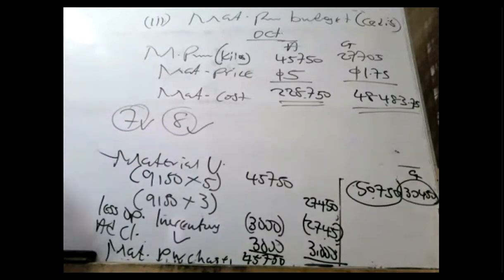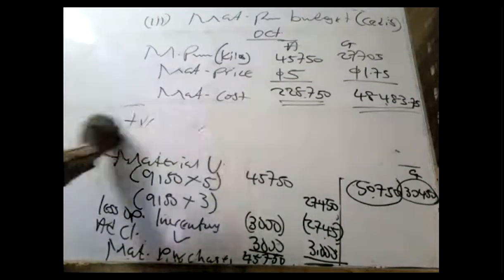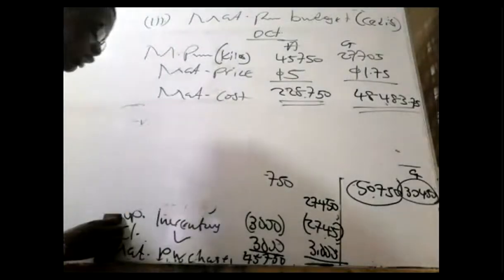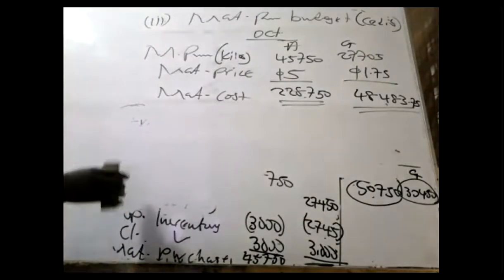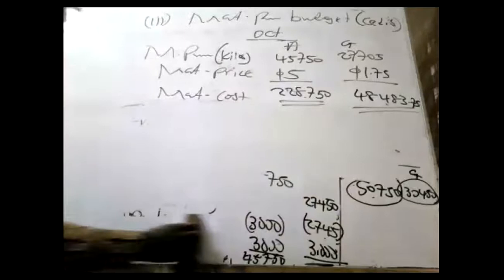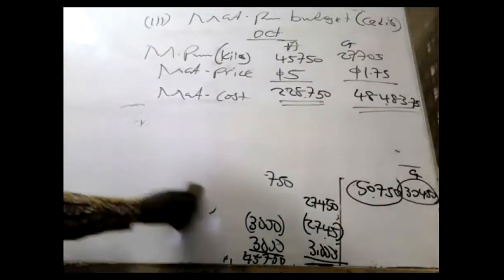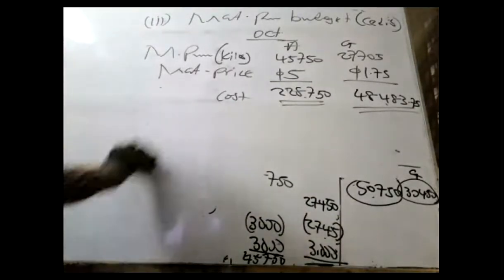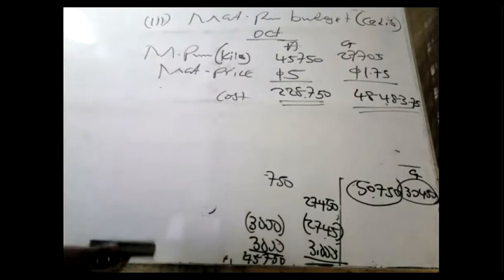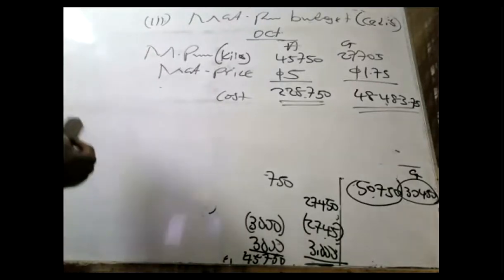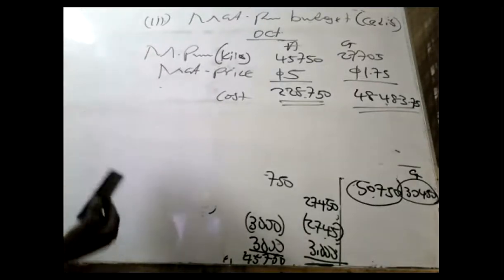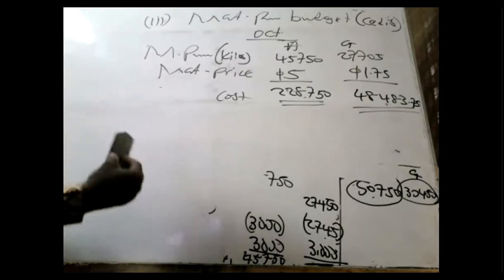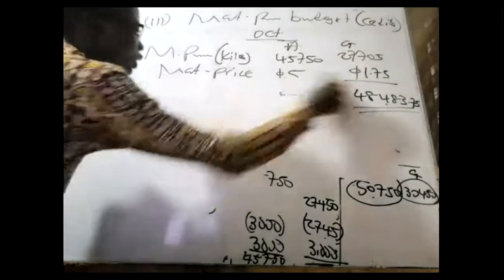Let's go to the labor budget. We need the production figure. I'm going to the production figure. It's 45,750 and 27,705. Okay, so let's take it off.